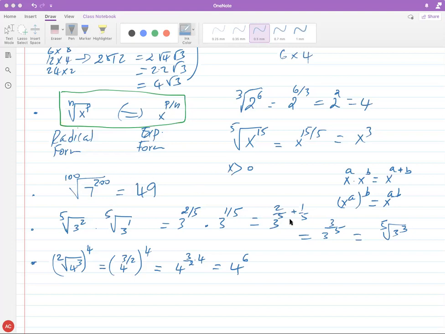This is good enough, I believe. We're going to do more simplifying next time, more multiplying. Yeah, we're going to do more operations. This is good enough for today. I don't want to give you too much information for now.